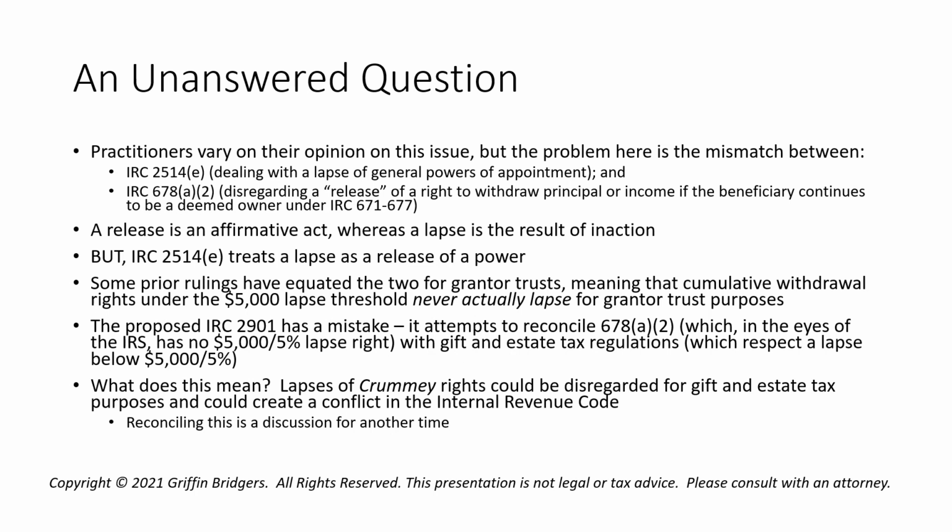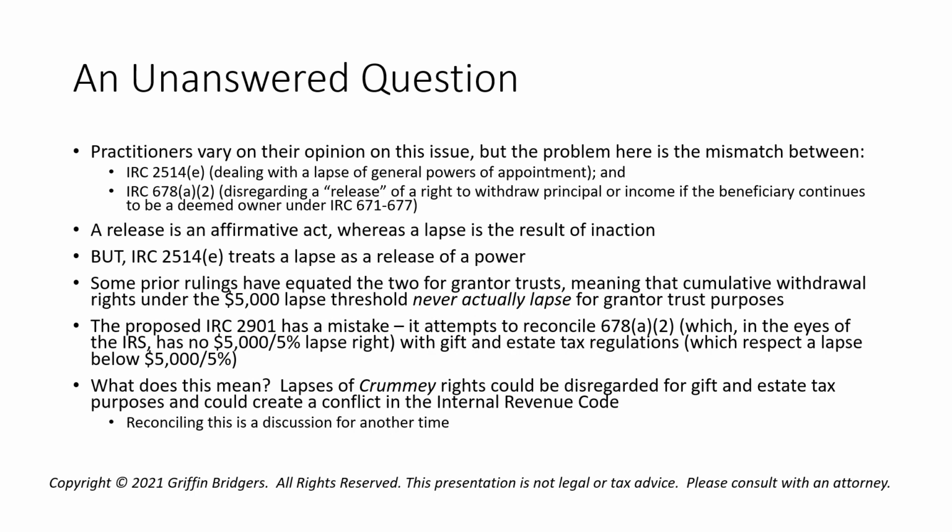Now, there's a big mismatch in the code, and this has long been an issue before the grantor trust reform was proposed, and that's that the only section of the code that deals with this lapse threshold of $5,000 or 5% is found in Code Section 2514(e) and 2041(b)(2), which deal with gift and estate taxes. They don't deal with income taxes.